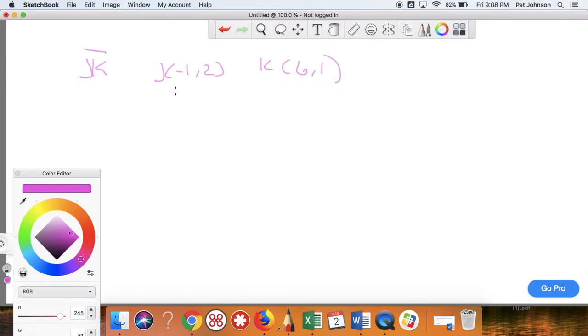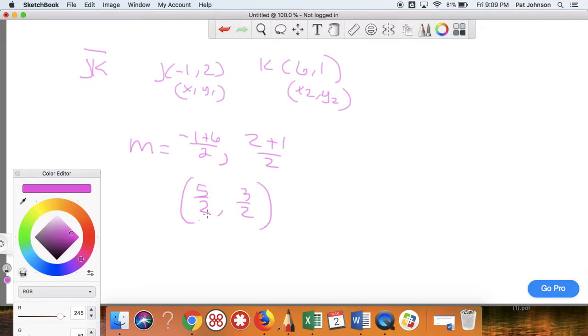To find the midpoint, we first have to identify x1, y1. Again, it doesn't matter which set, as long as the coordinates match. For instance, 6 could not be x1 and 1 be y2. They have to be both x2, y2 or both x1, y1. Then we simply say the midpoint is equal to (-1 plus 6 divided by 2, comma, 2 plus 1 divided by 2), which we get 5/2, comma, 3/2. And that is the midpoint.